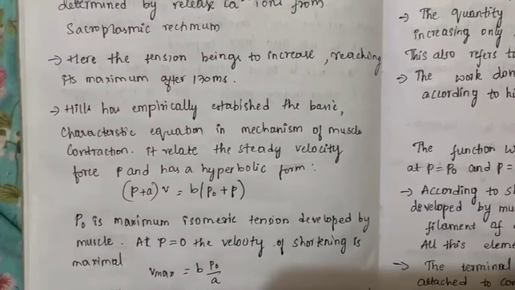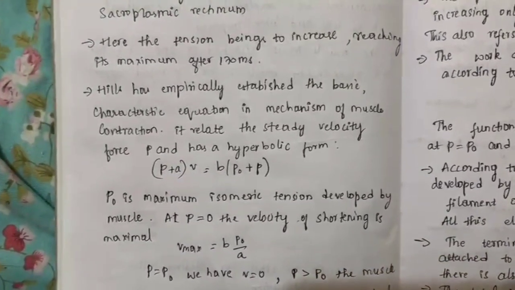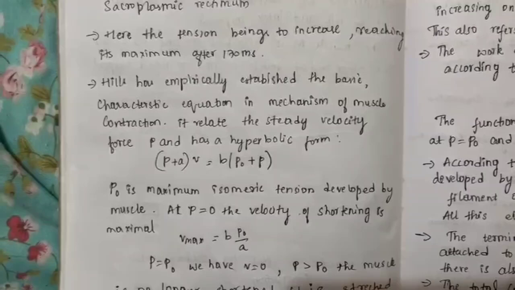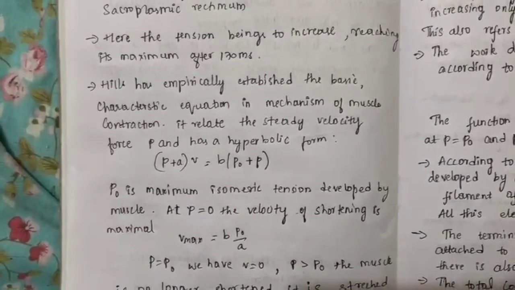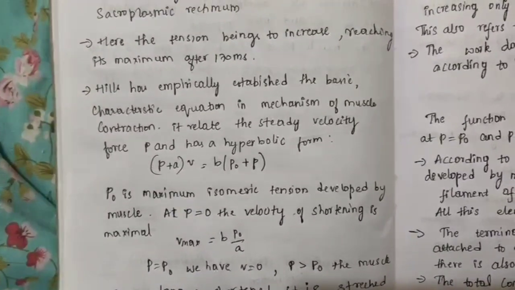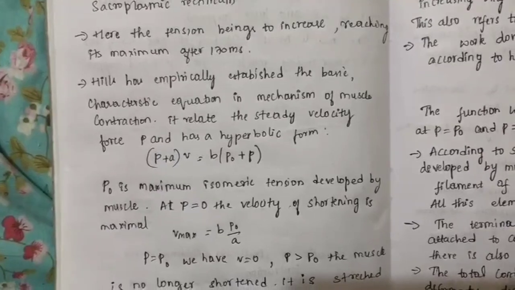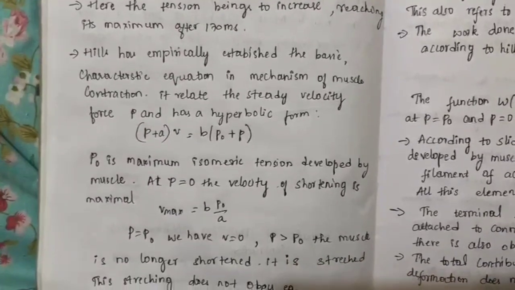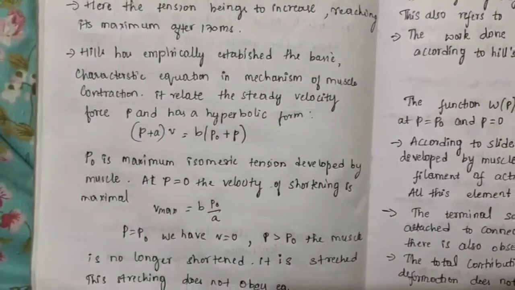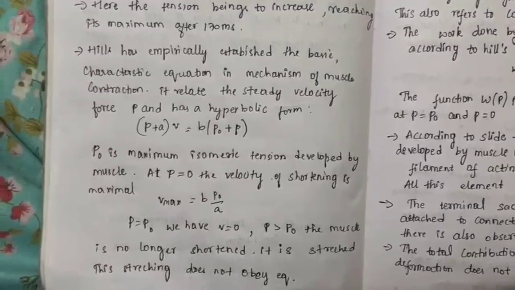At P equals 0, the velocity of shortening is maximum, V max, where V max is equal to b P naught by a. Where P is equal to P naught, we have V equal to 0. And where P is greater than P naught, the muscle is no more shortened, it is stretched. This stretching does not obey the equation.